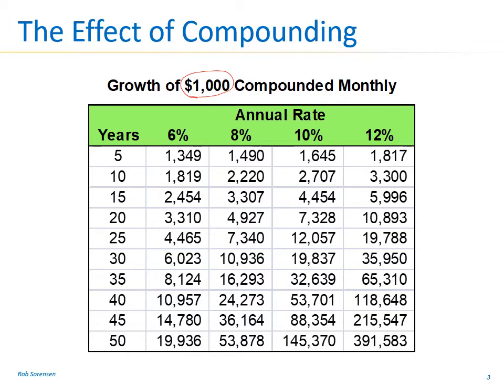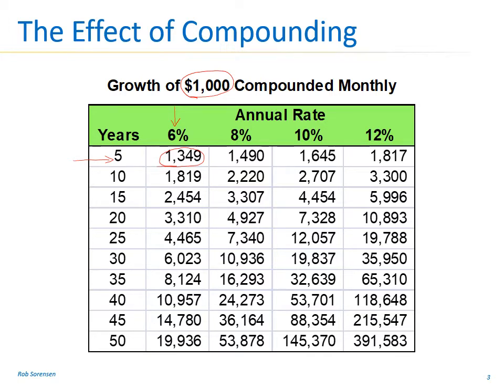Let's have a look. If we went in for 5 years at 6%, we end up with $1,349. Now with simple interest, we would have had $1,300 exactly. So you can see we made a little bit more money than we would have with simple interest, and that's because interest is also earning interest, so it's starting to make a difference.